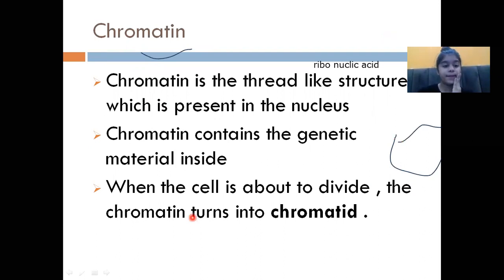Let's see. For example, I have my cell. Inside it, I have my nucleus. Now look, I'm drawing the image of a nucleus here. This is my nucleus, and inside it first of all there is a nucleolus, and here there are some thread-like threads. I have some thread-like material. These threads I call chromatin. What do I say it? Chromatin.